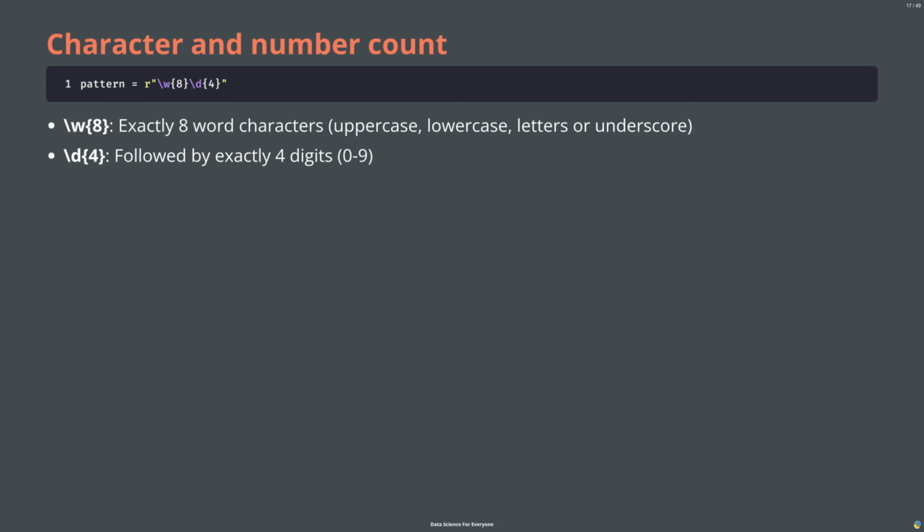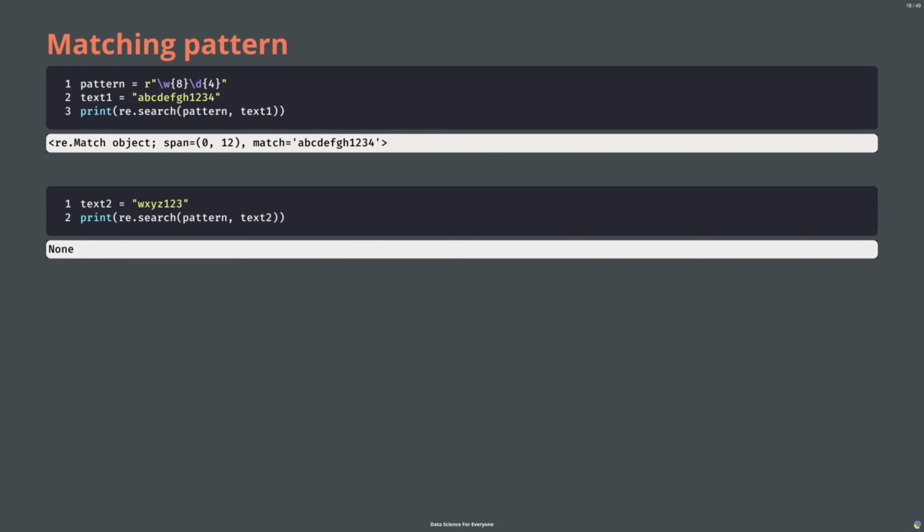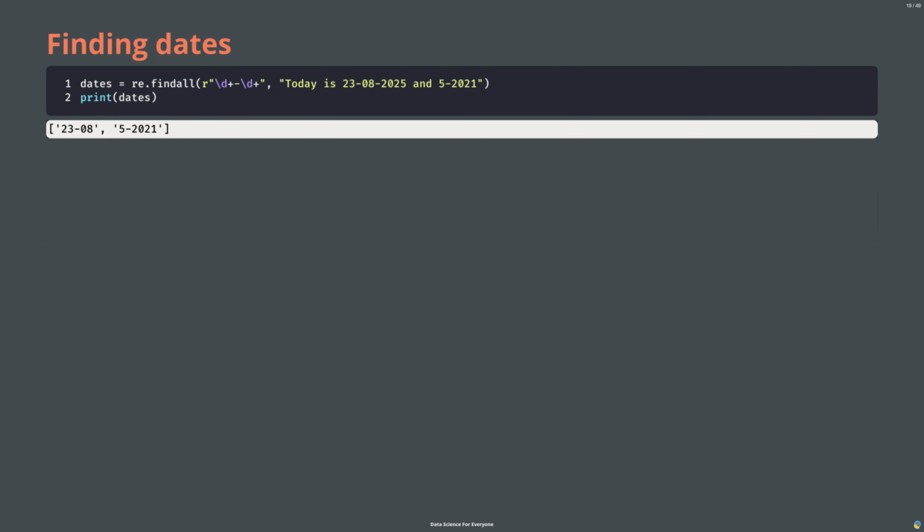Let's demonstrate with an example. To find this pattern, we can use the search method from the re package, which takes a regex pattern and a string as arguments. It checks if the pattern exists in the string. We can see that the first string exactly matches, but the second one does not, and therefore the second returns None. Now let's extract dates from a string.